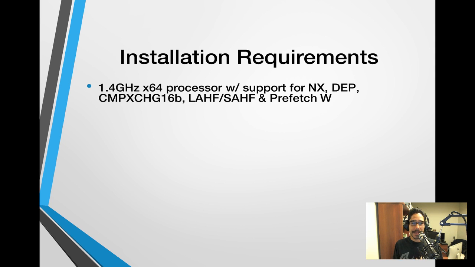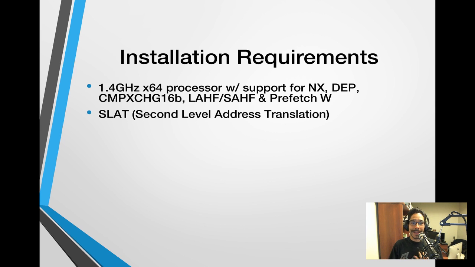So one of the requirements is you have to at least have a 1.4 gigahertz 64-bit processor that supports the following: NX, DEP, CMPXCHG16B, and all this other stuff that we IT people really know, but we make sure when we purchase our hardware, it supports Hyper-V or Intel VT or AMD-V, I think it's called. You guys will probably correct me in the chat.